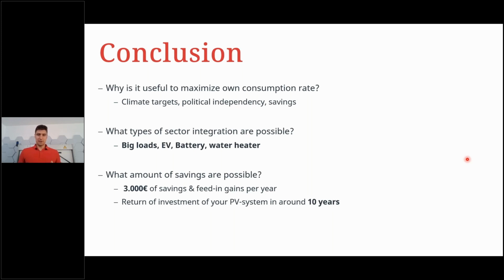What sectors can we include in the PV system? Big loads, charging the electric vehicle, also charging the battery, and doing water heating as well. And if this is done correctly, and if the PV system is fully equipped, what amount of savings are possible? In our calculation for a family household, these are around 3,000 euros of savings and feeding gains per year. And this leads to an amortization period of around 10 years. Of course, it depends on the costs of the PV system.